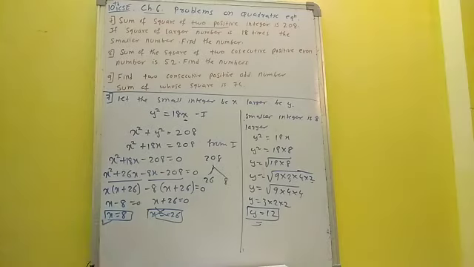So 144 plus 64 will give me 208. Okay, the sum of the squares of the numbers. That was the seventh one.